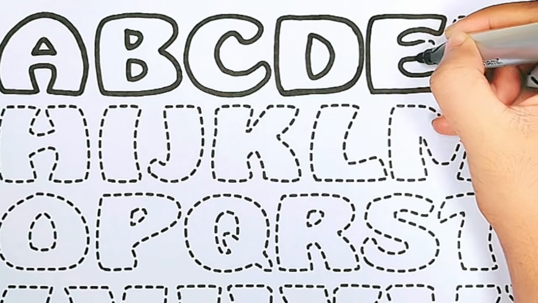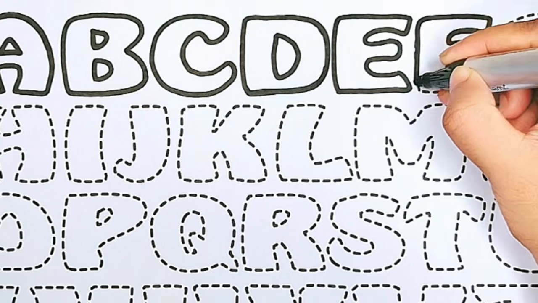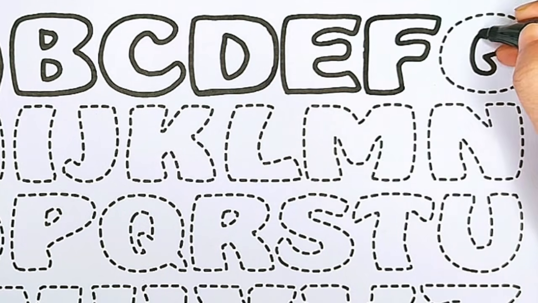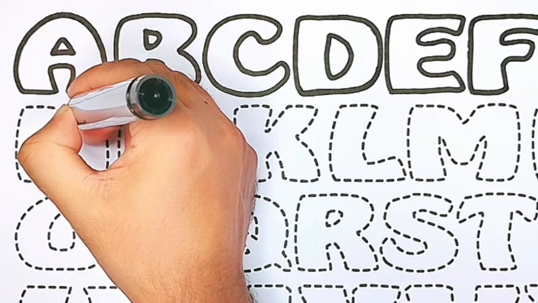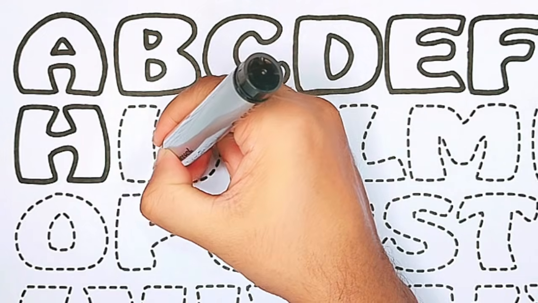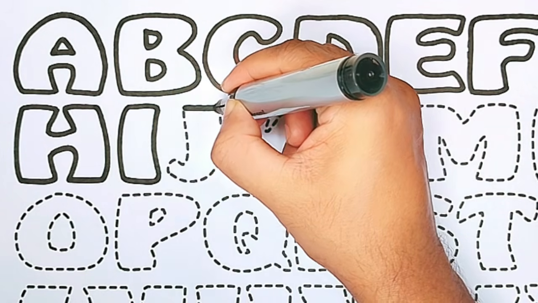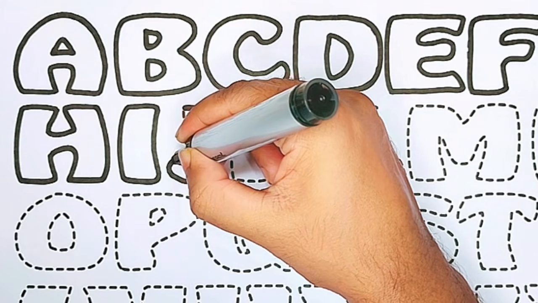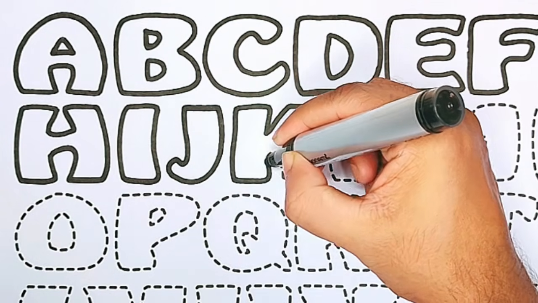E for elf. F for flamingo. G for gorilla. H for hippopotamus. I for idea. J for jet fighter. K for key.